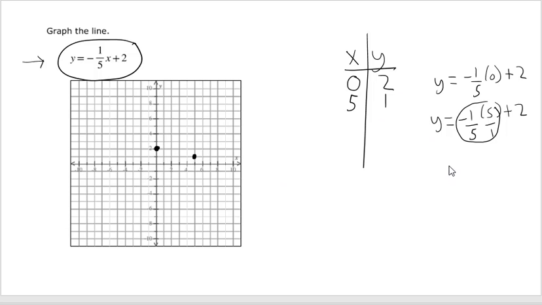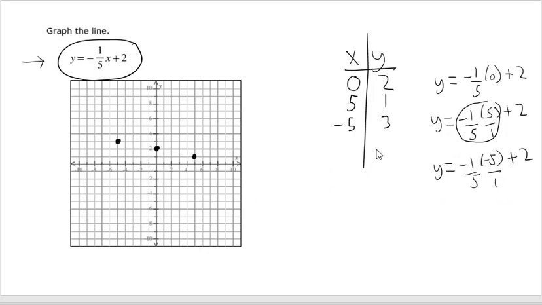You could pick a -5. So y equals -1/5 times a -5 plus 2. And then a -1/5 times a -5 is going to be a +1. And a +1 plus 2 would be 3. So -5, 3 would be right here. And then once you have 3 points, you can go ahead and just draw your line.